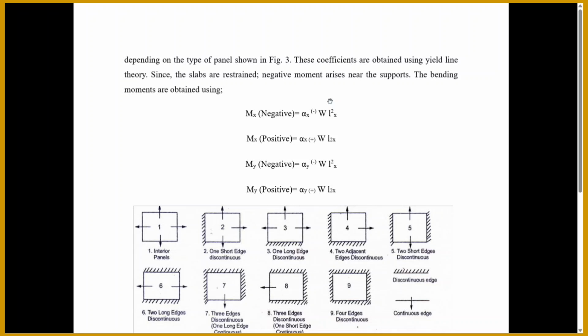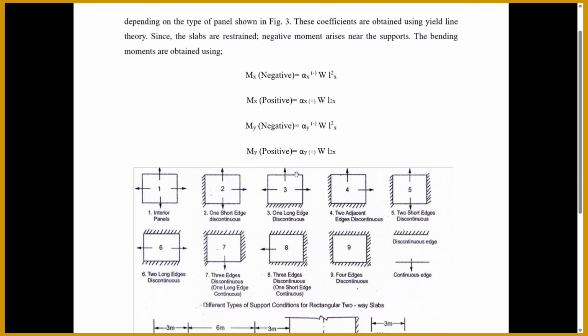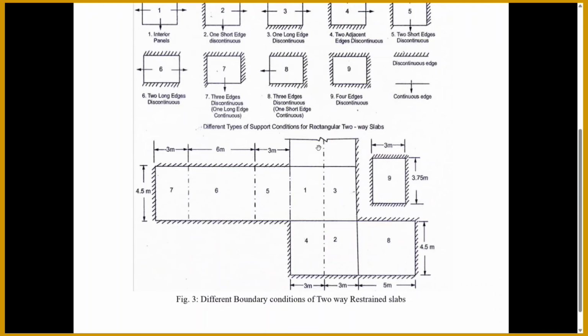Since the slab is restrained and negative moment arises near the support, the bending moments are obtained using this: the negative bending moment and the positive bending moment. You will have to obtain both negative and positive in the x direction. Also, you will have to obtain them in the y direction.